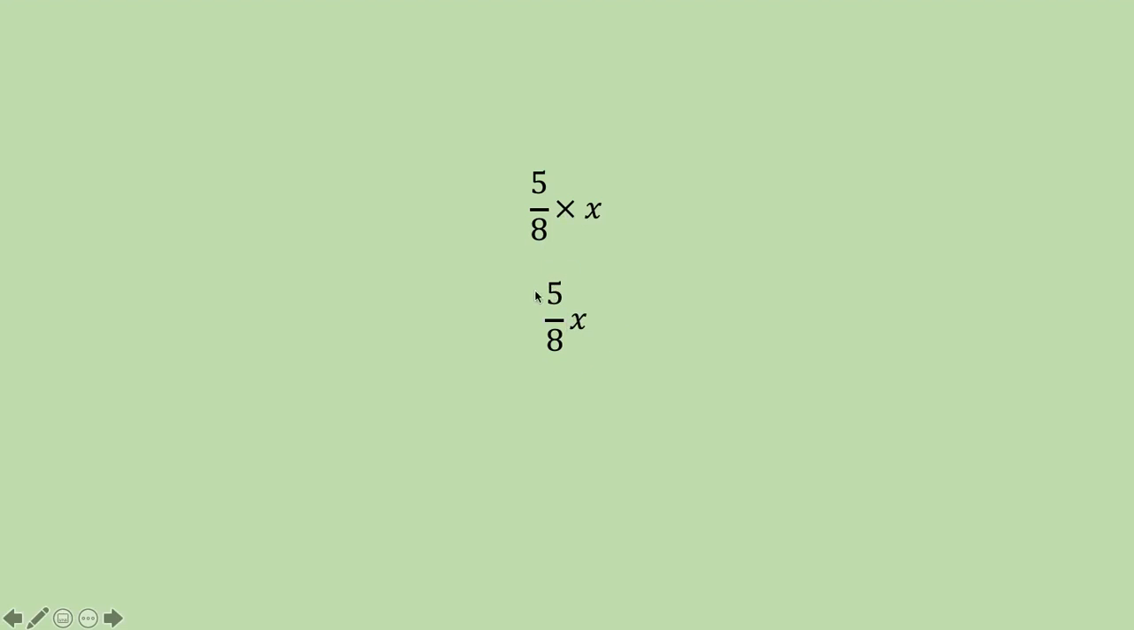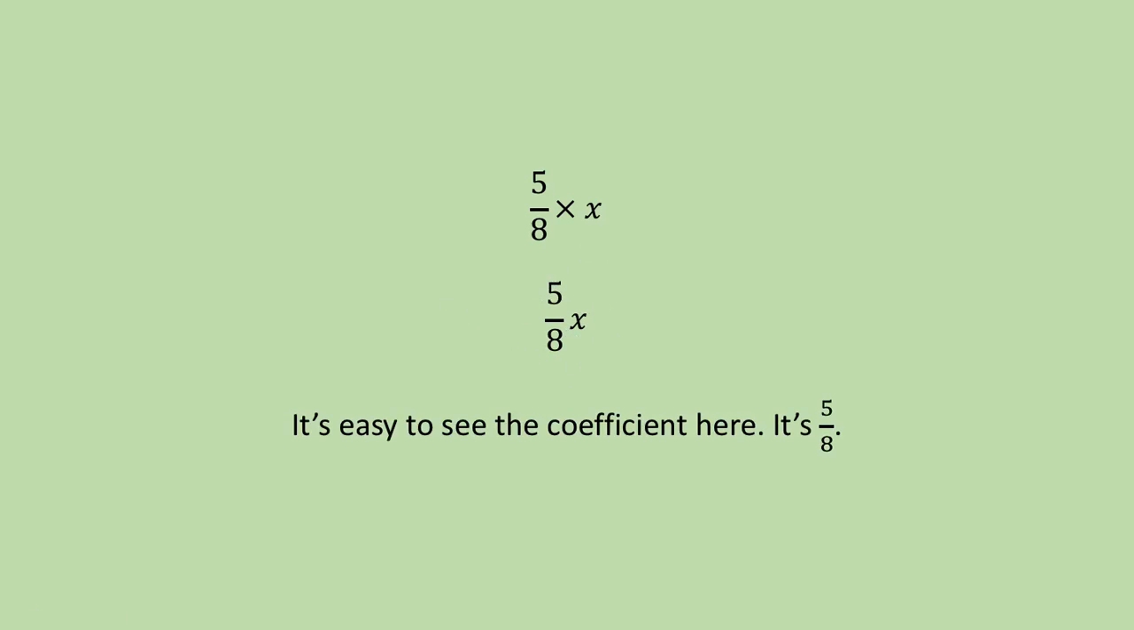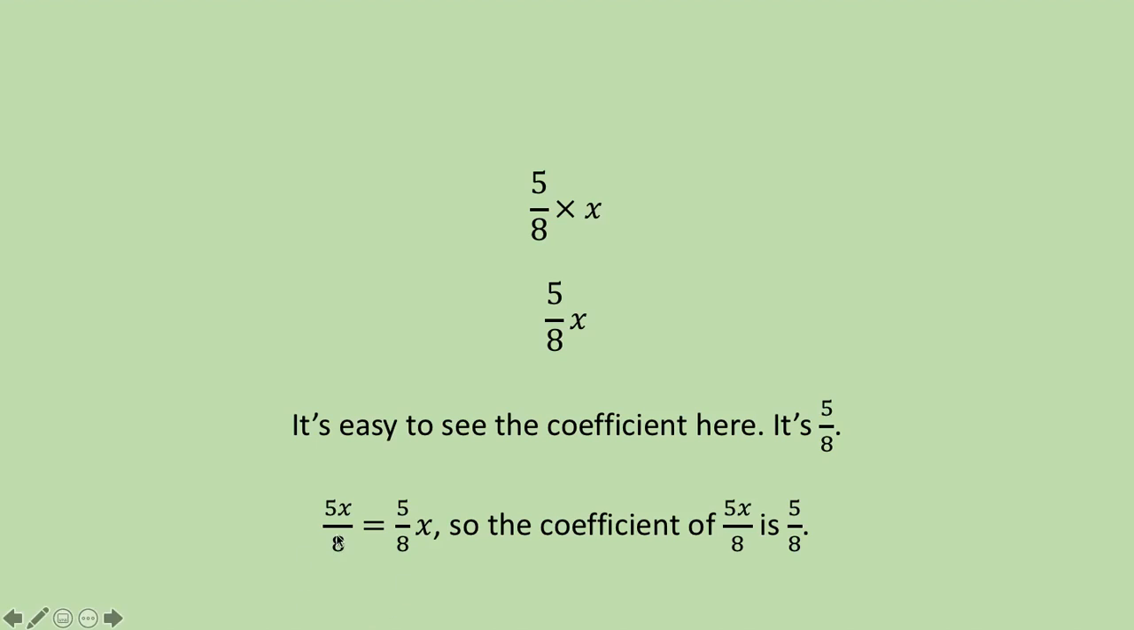But what I've got here now, it's maybe a lot clearer to see that I've got an algebraic term whose coefficient, that is the number that's in front of the x, is this fraction 5 over 8. And that's my coefficient. So 5x over 8 is exactly the same as 5 over 8x, which means that in both cases, the coefficient has got to be the same. It's got to be 5 over 8.